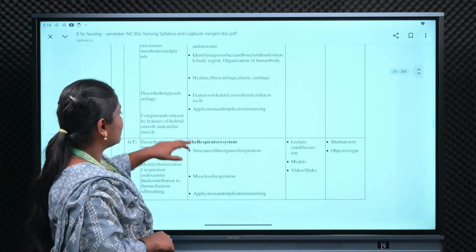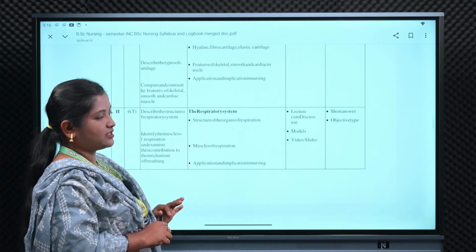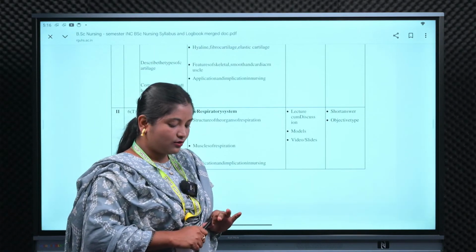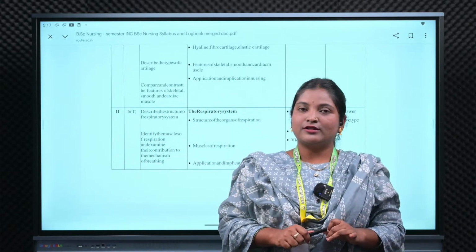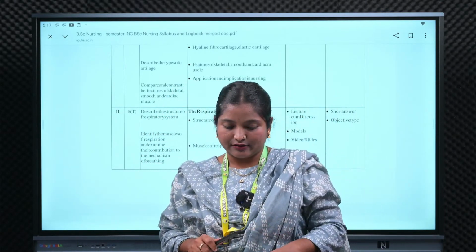Next thing we are going to see is the respiratory system. When it comes to the respiratory system, hope you guys are clear with this.